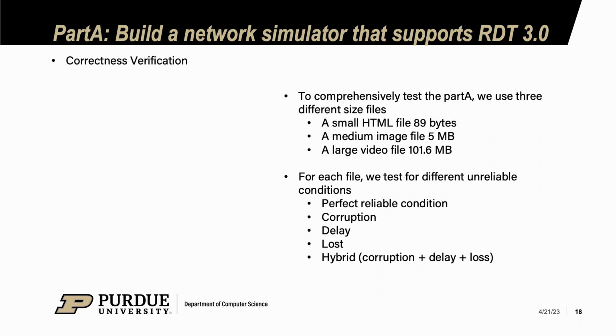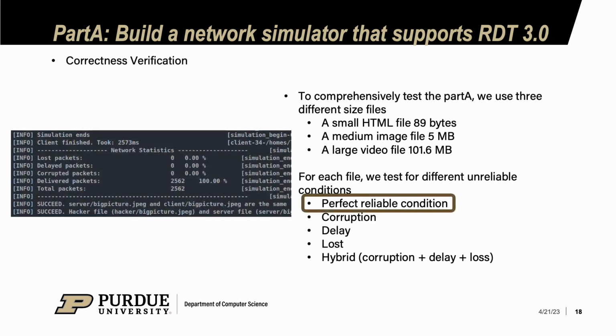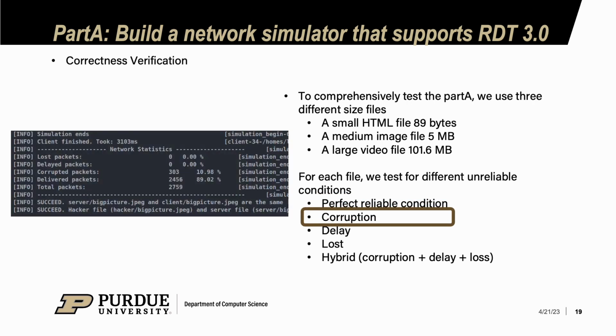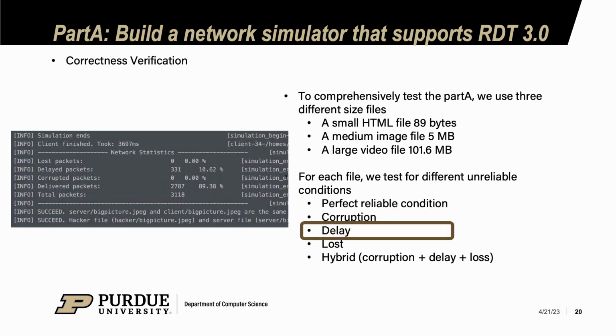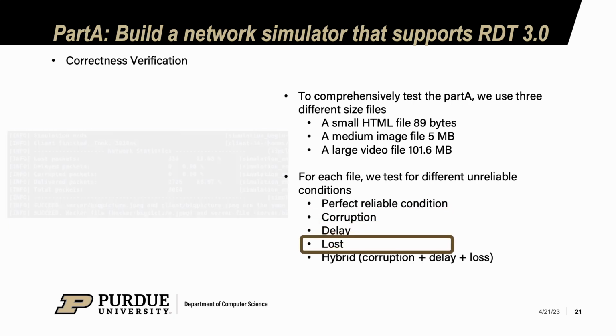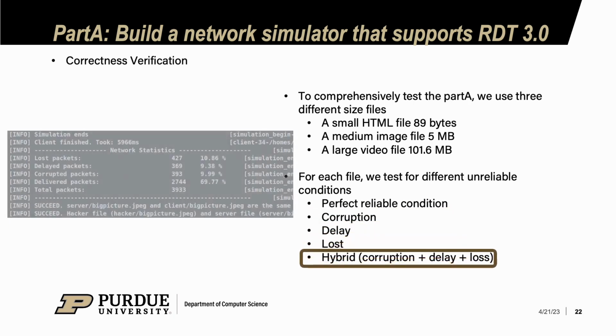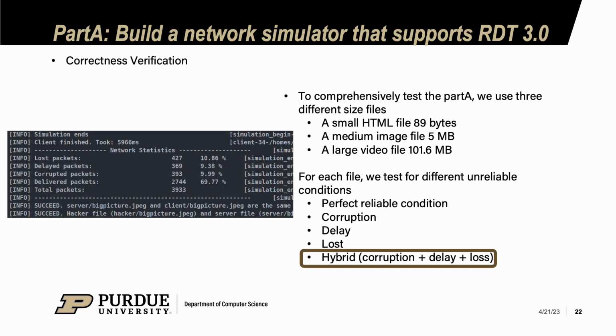Here are the log results for various test cases. In the first test case, with perfect reliable conditions, there were no lost, delayed, or corrupted packets during the transmission. In the second test case, we set the probability of corruption to 10%. Finally, we tested the simulator under different scenarios such as delay, packet loss, and a hybrid case where corruption, delay, and loss may happen jointly.